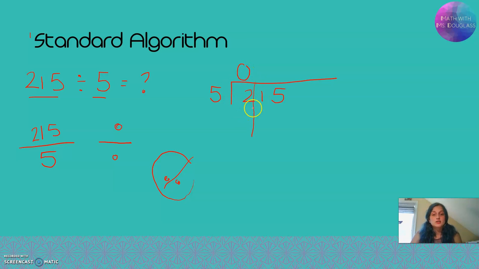Now we're going to look at this 2 and the 1, 21. If I had 21 dots, oh gosh, let's try it. 1, 2, 3, 4, 5, 6, 7, 8, 9, 10, 11, 12, 13, 14, 15, 16, 17, 18, 19, 20, 21. How many groups of 5 can I make? I can make 1 group, 2 groups, 3 groups, 4 groups.